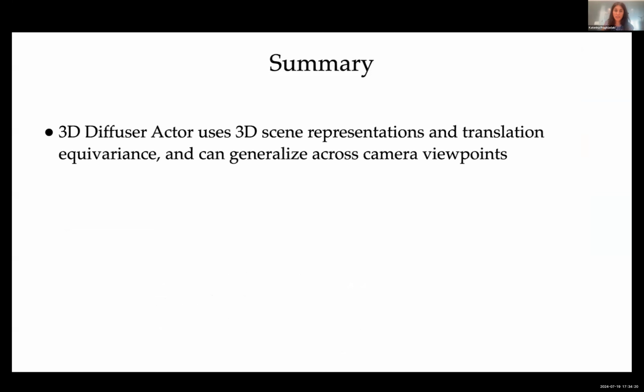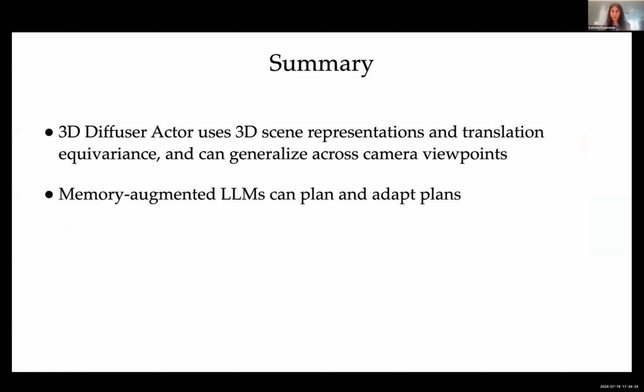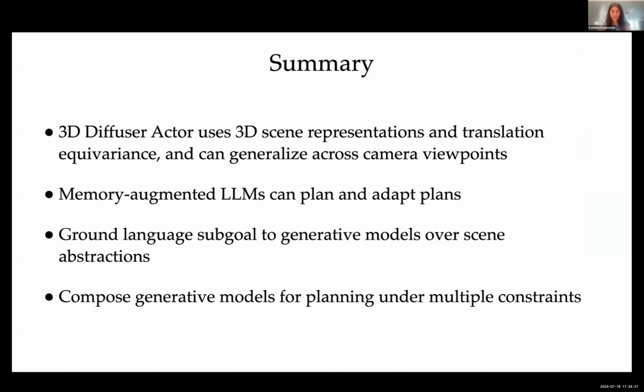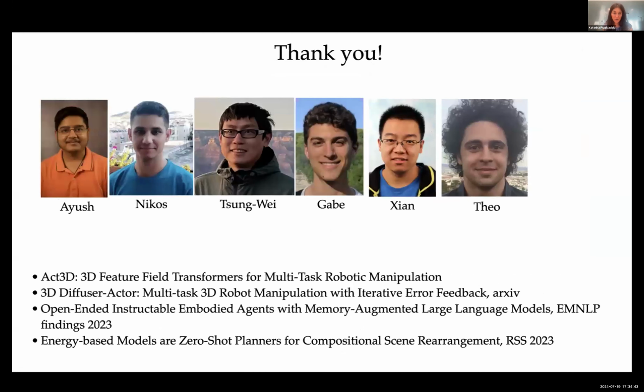What did we discuss? About 3D scene representations and translation invariance being important for generalization in learning from demonstrations. We showed that retrieval augmented language models can remember plans and adapt plans. We can ground language subgoals to generative models over object graphs. And we can compose those generative models for planning under multiple constraints and multiple language subgoals.